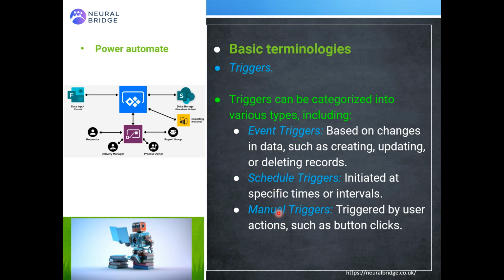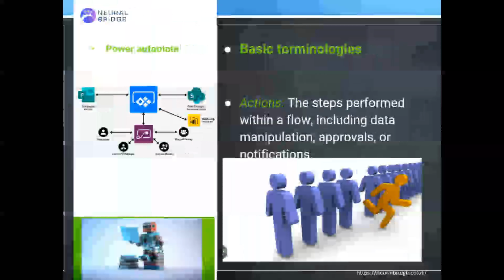And manual trigger, so this means that I'm gonna create a flow and at the same time I'm gonna associate a button to my flow. So this means that once I click on the button, my flow will be triggered. So these are the three types of triggers that we have.